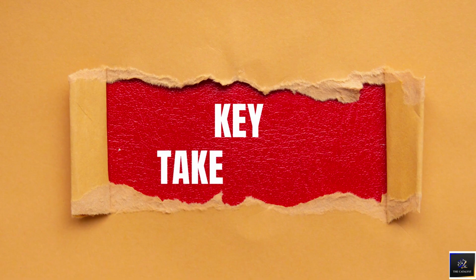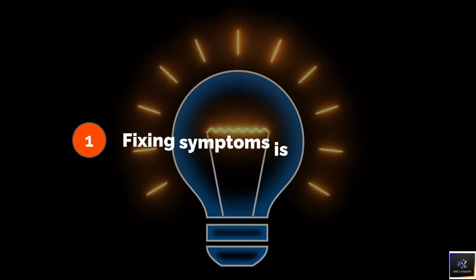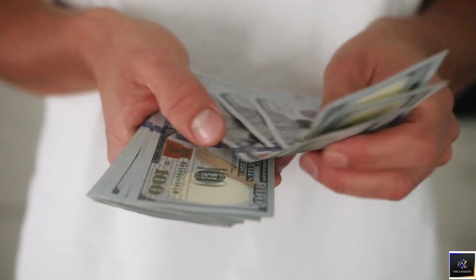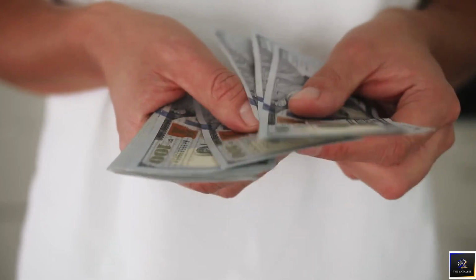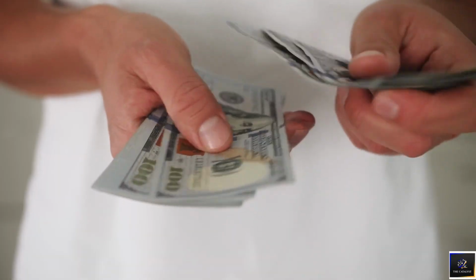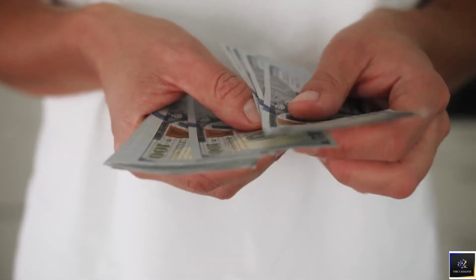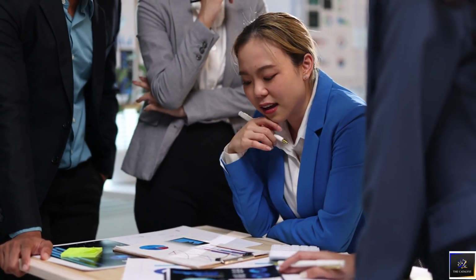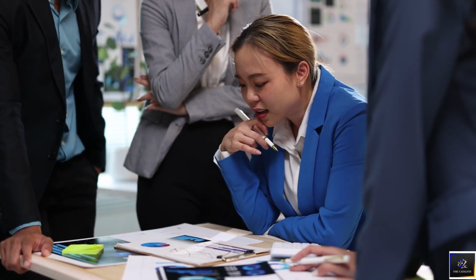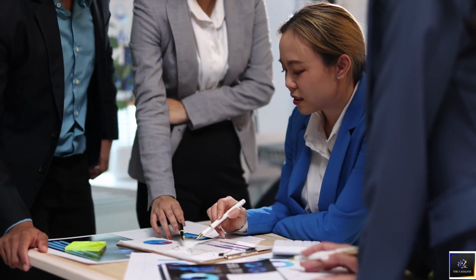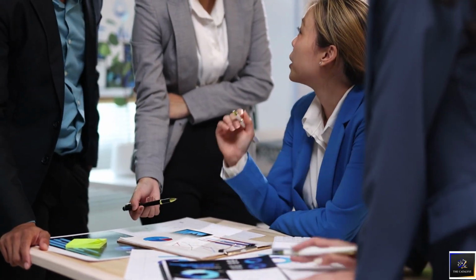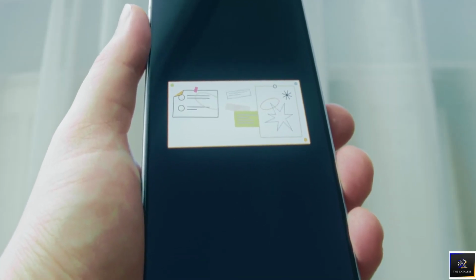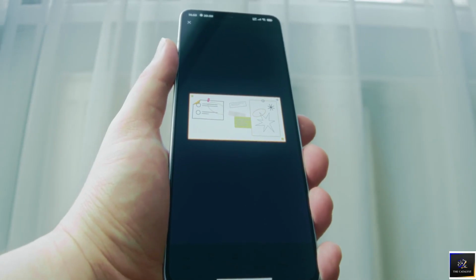5 things to carry from this episode. 1. Fixing symptoms is expensive. Every solution that addresses a symptom rather than a root cause produces temporary improvement and then recurrence. The cost of repeated symptom treatment, in time, money, and customer trust, almost always exceeds the cost of thorough root cause investigation. 2. The fishbone diagram organizes complexity into navigable categories.